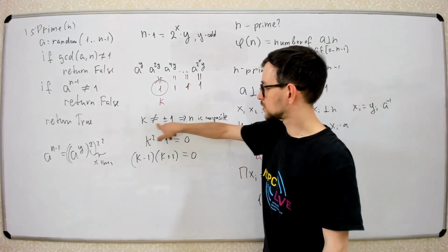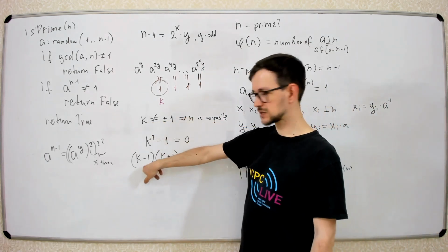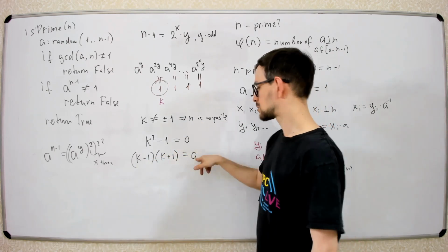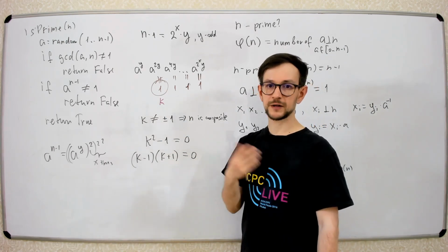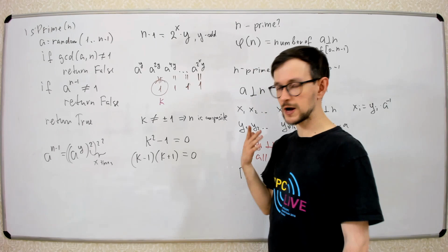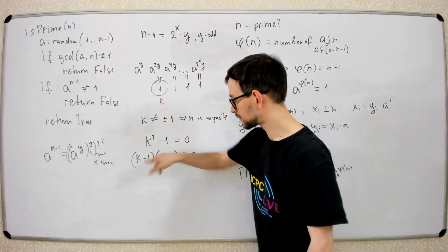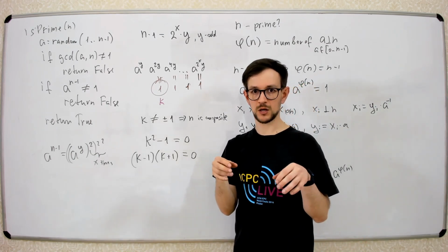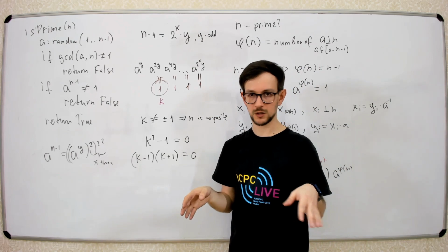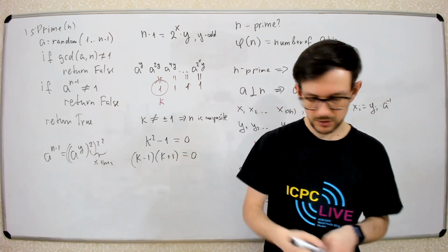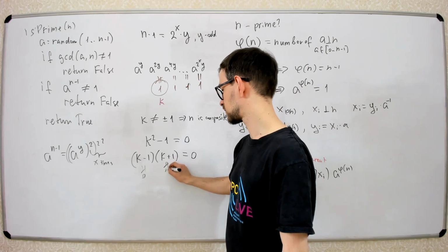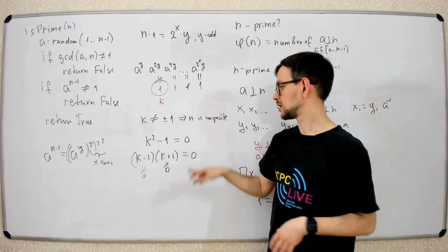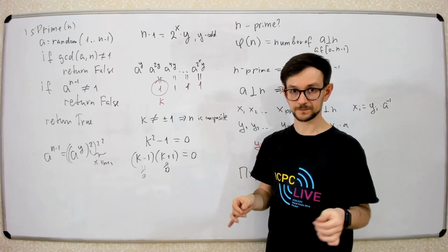Now, if k is not equal to plus or minus 1, then this part is not 0, and this part is not 0. So we have a product of two non-zeros equal to 0 modulo n. It can't happen if n is prime. If n is prime, then if you take a product of two numbers, none of which is divisible by n, the product is also not divisible by n. So if you have a product of two non-zeros equal to 0, then n is not prime. Ta-da.